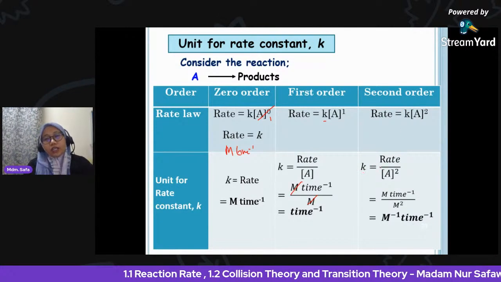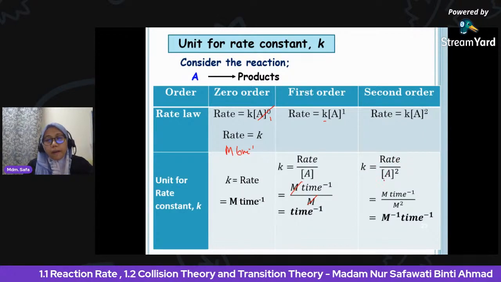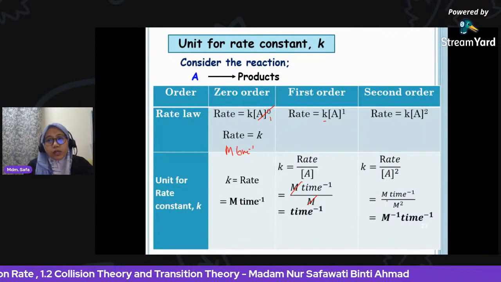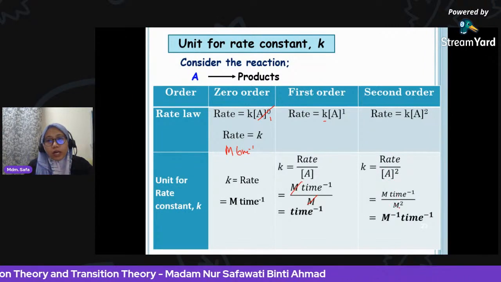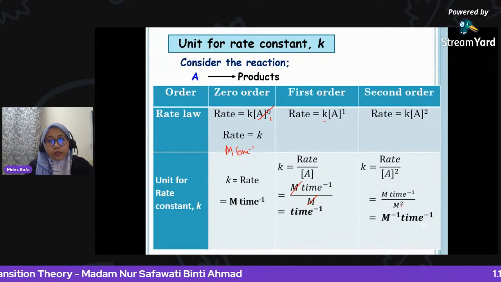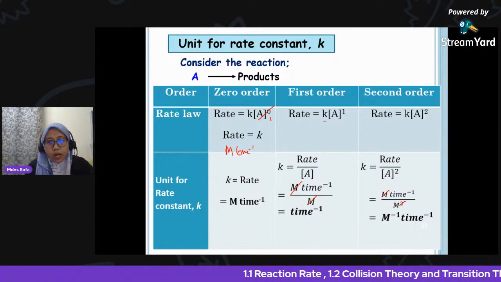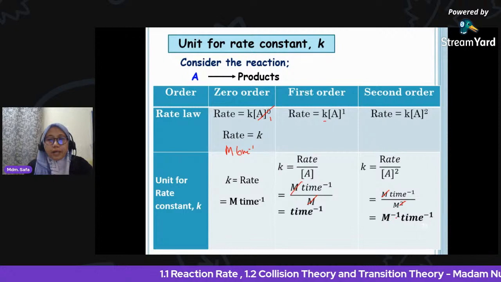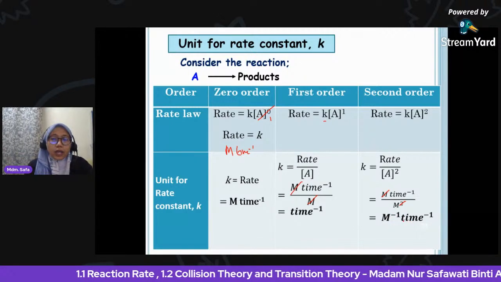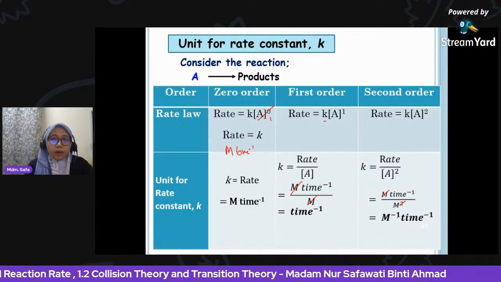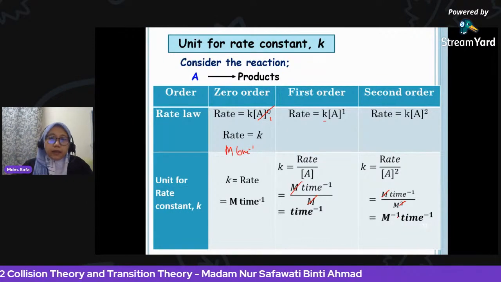Okay. So K is equal to rate over concentration A power of 2. So concentration power of 2 adalah bersamaan dengan molar over power of 2. So kita boleh cancel dekat sini. So kita bawa naik atas molar, so dia akan jadi per molar per time. Okay. So untuk order yang berbeza, kita ada unit K yang berbeza.